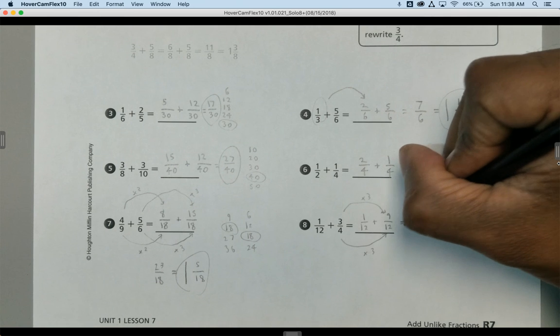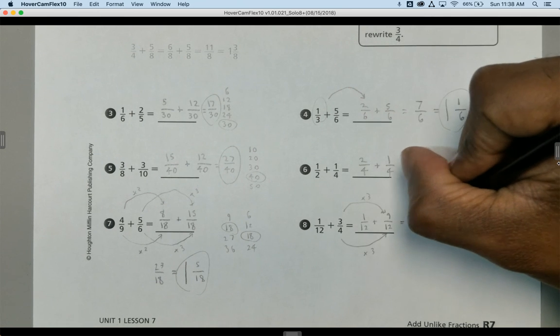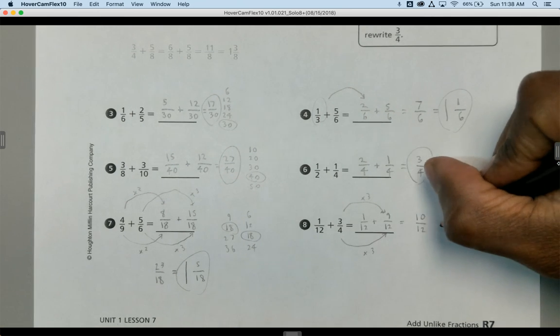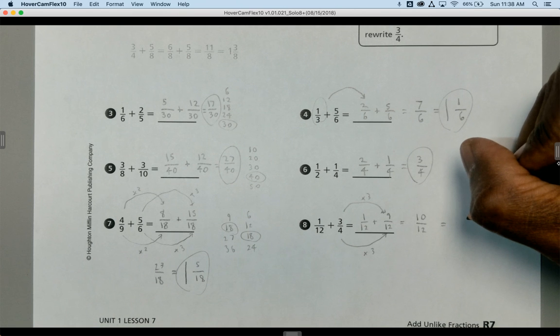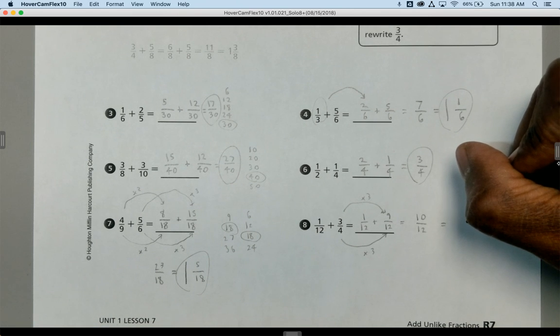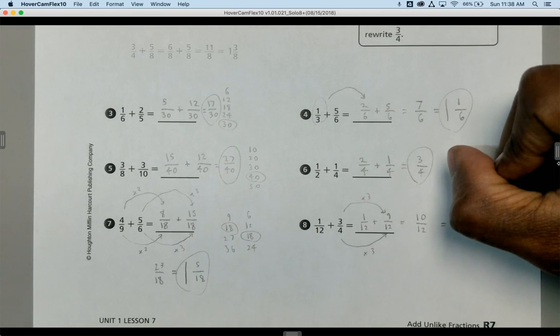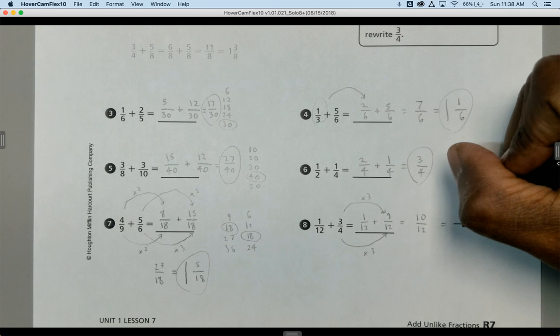1/12 plus 9/12 is 10/12. Notice that 10 and 12 are both even numbers, so I can simplify or reduce this answer by dividing the top and bottom by 2. And I get 5/6.